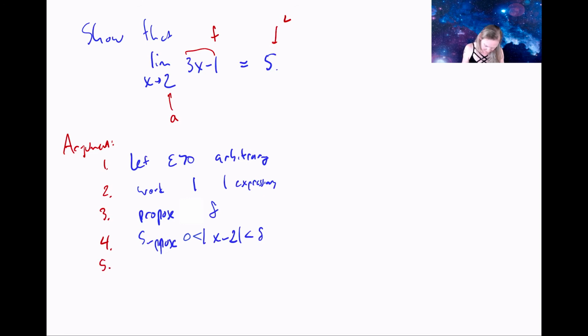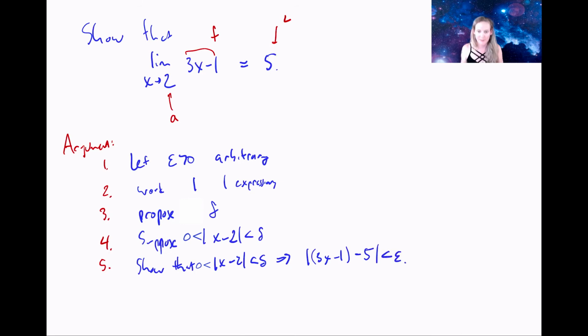Step 5. Show that absolute value of x minus 2 is less than delta implies that the absolute value of 3x minus 1 minus 5 is less than epsilon. So there are a couple of places I want to focus my attention on once again. This is maybe a bit repetitive, but I think it bears repeating.